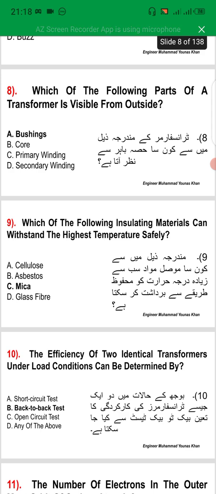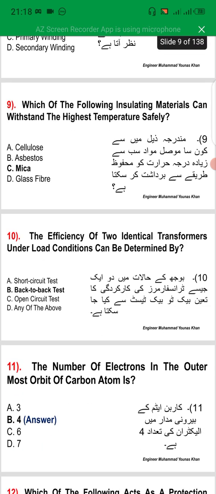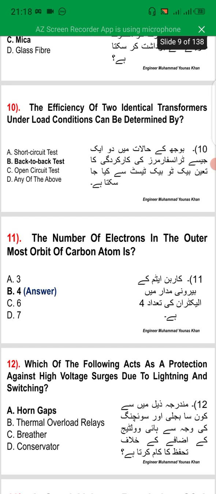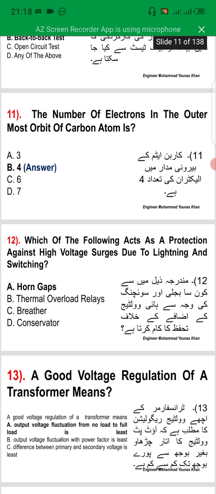Which of the following insulating materials can withstand the highest temperature safely? Mica. The efficiency of two identical transformers under load conditions can be determined by back-to-back test. The number of electrons in the outermost orbit of a carbon atom is 4. Which of the following acts as a protection against high voltage surge due to lightning and switching? Horn gaps.